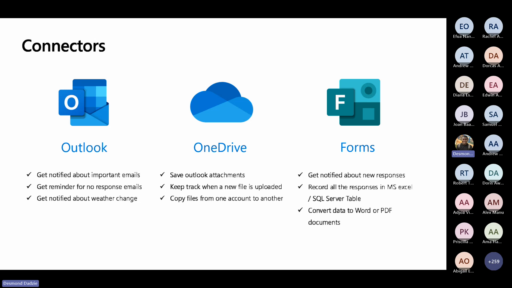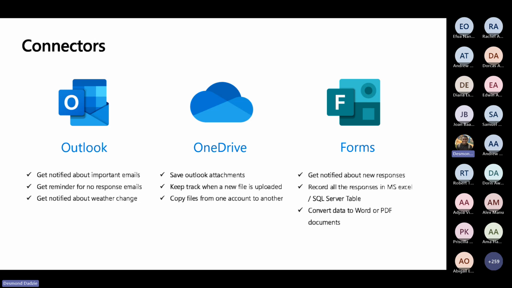For OneDrive, we have the Save Outlook attachment. You can do that. You can also keep track when a new file is uploaded into your OneDrive. You can also copy a file from one account to the other using Power Automate. We have Forms, where you can get notified about new responses you receive.